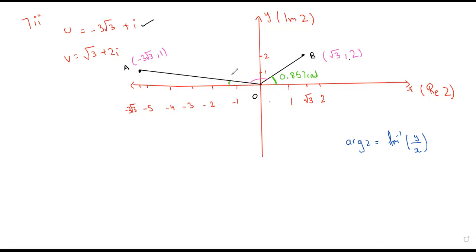And what about this part? Again, tan inverse of 1 by negative 3 root 3. You get negative 0.190. Okay, all right.